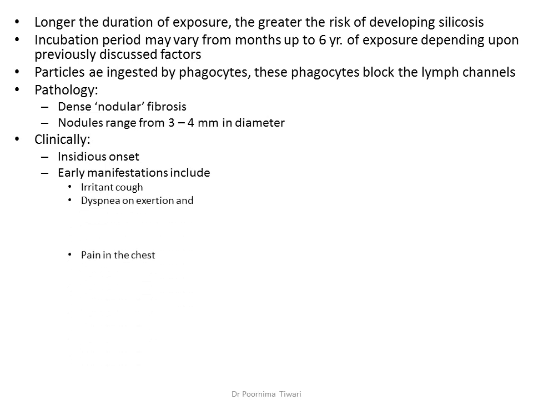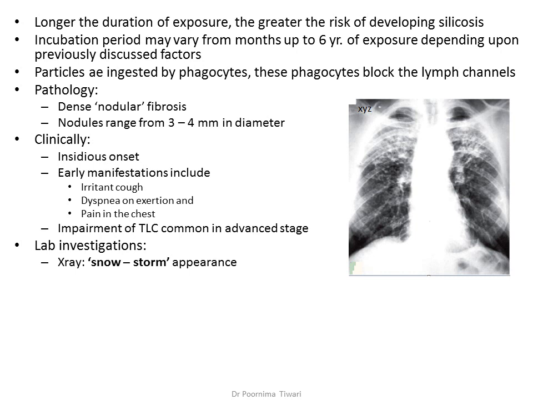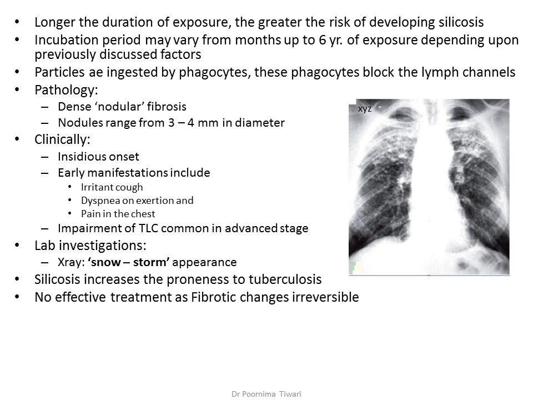This is true for most pneumoconiosis. Impairment of total lung capacity is common in advanced stages. Lab investigation: X-ray shows a snowstorm appearance. Silicosis has been known to increase the proneness to tuberculosis. There is no effective treatment for silicosis.